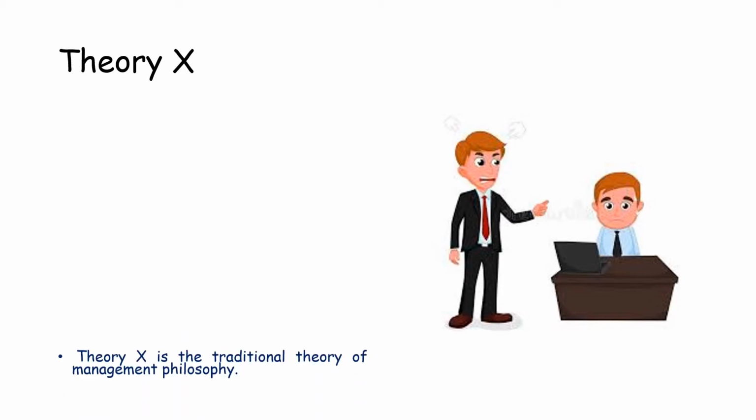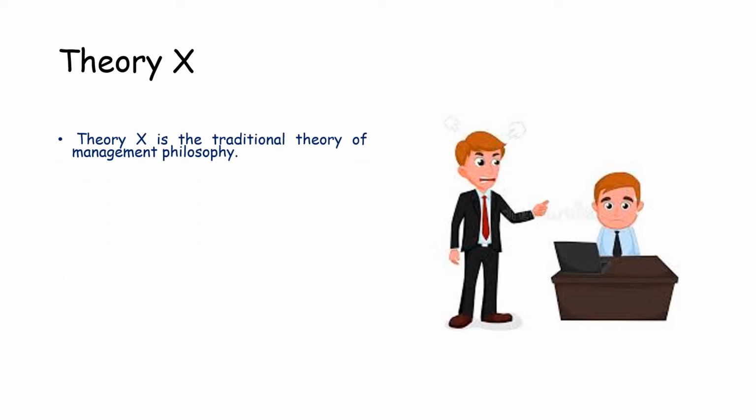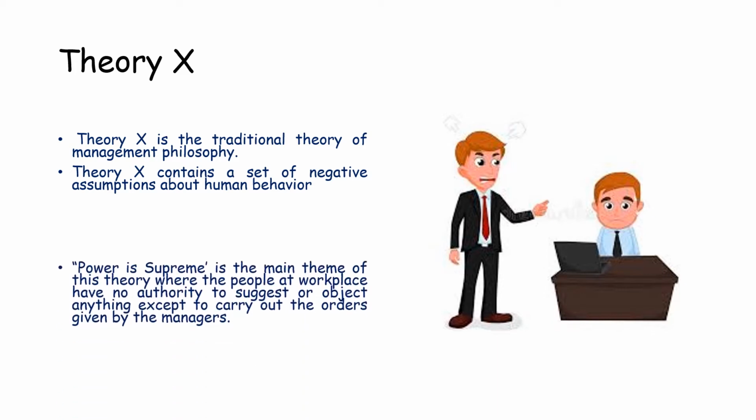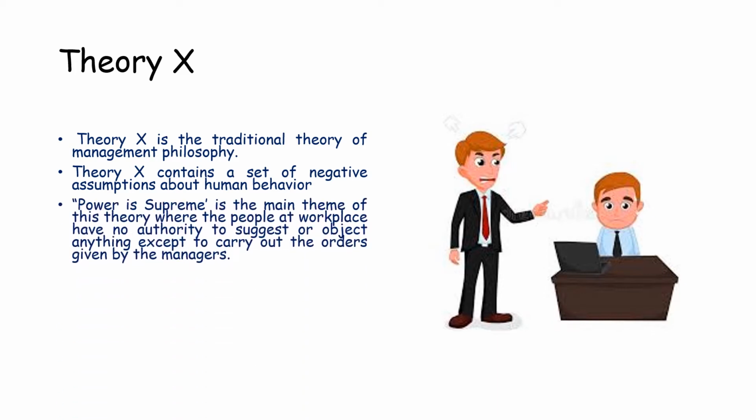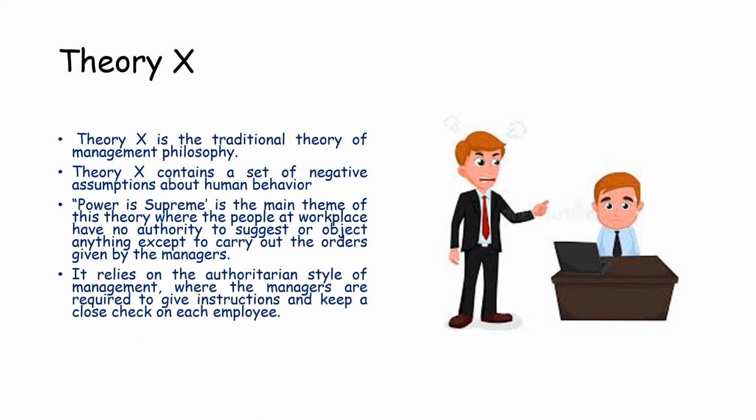Theory X. Theory X is a traditional theory of management philosophy. It contains a set of negative assumptions about human behavior. Power is supreme is the main theme of this theory, where the people at the workplace have no authority or power to suggest or object anything except to carry out the orders which are given by the managers. It relies on the authoritarian style of management, where the managers are required to give instructions and keep a close check on each employee.